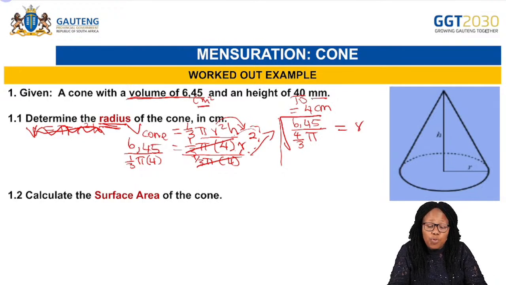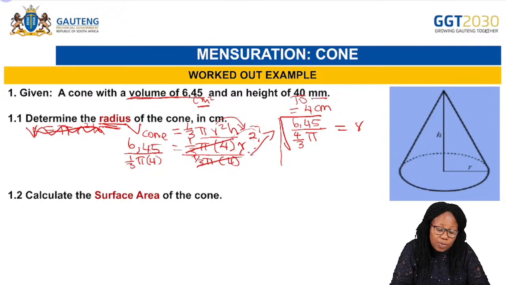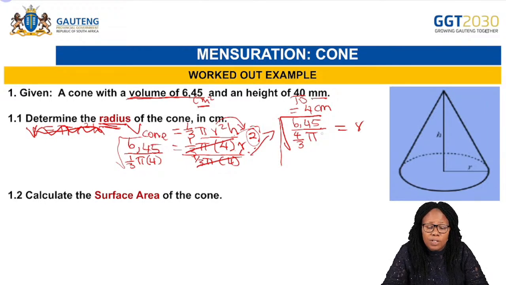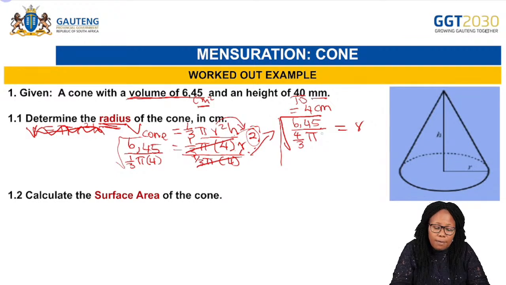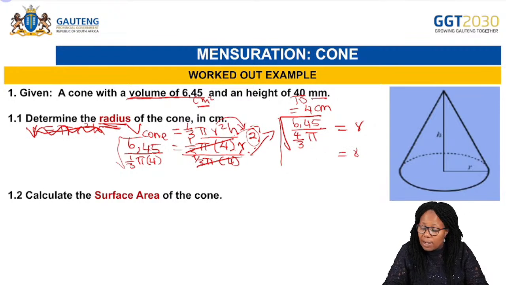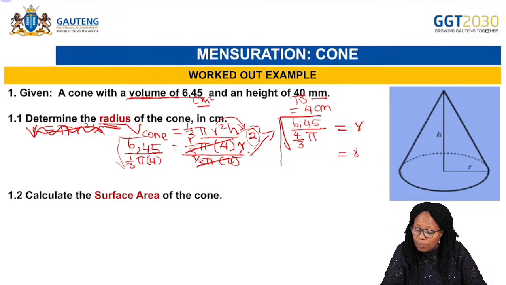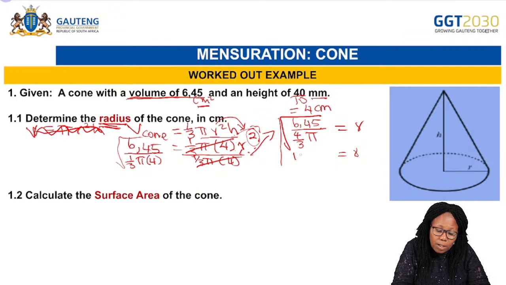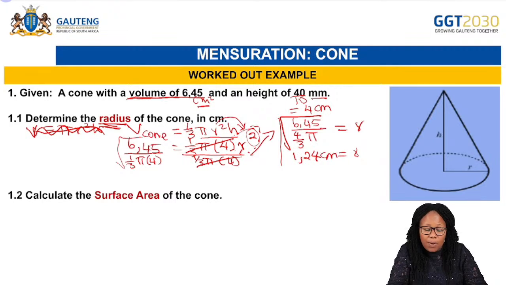And then we can now put everything into the calculator, grade 12. If you lose exponent 2 here, you gain it as the square root on the other side. Hence, we have r is equal to the square root of 6,45 over 4 over 3 pi. Into your calculator, therefore, r will be equal to 1,24, and then this will be in centimeters. That will be our radius, grade 12.